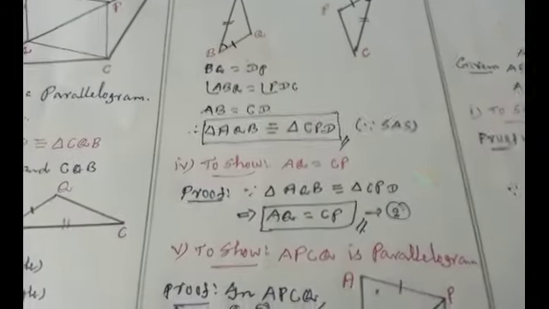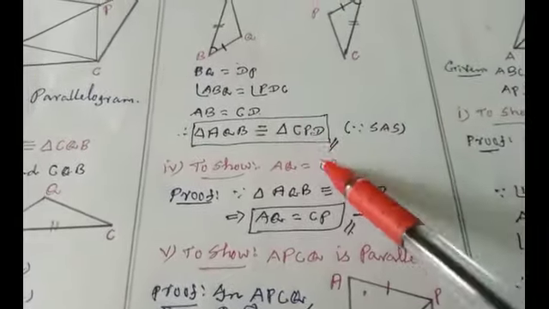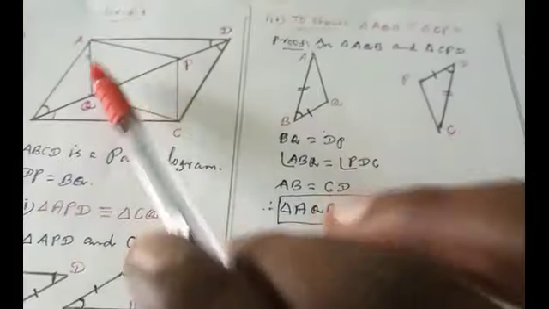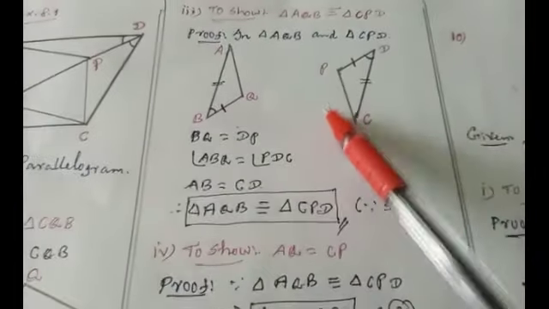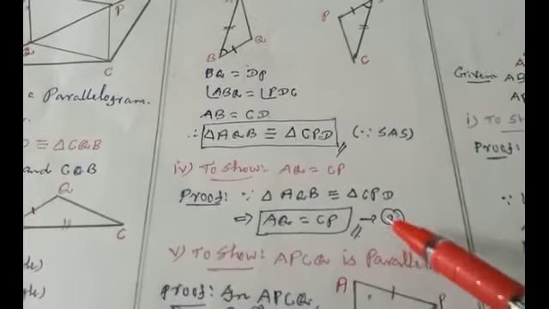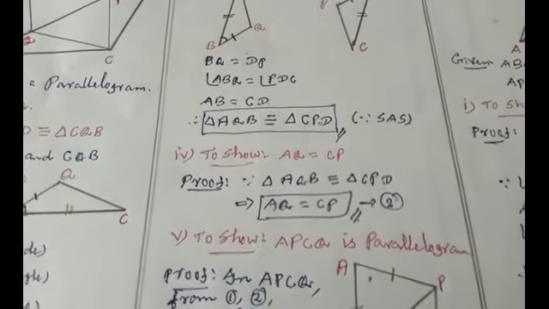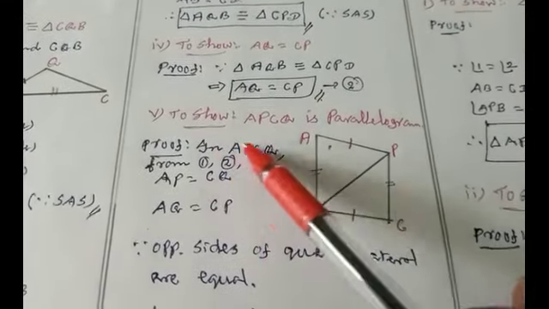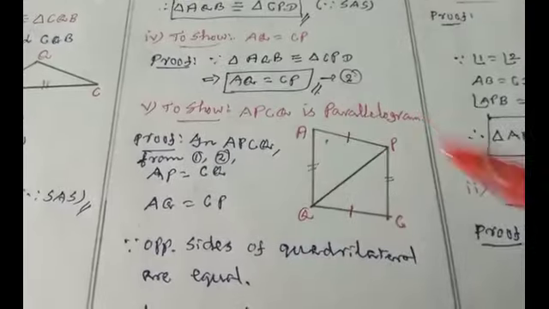Now for the fourth subdivision, the third subdivision is a continuation. That is, AQ is equal to CP. By using the third subdivision, we can say AQ is equal to CP. Make it as equation number 2. This is for the fourth subdivision. Now the fifth one, to show that APCQ is a parallelogram.